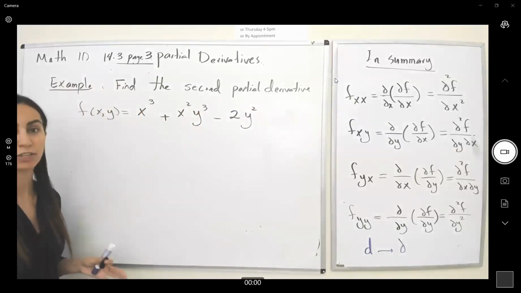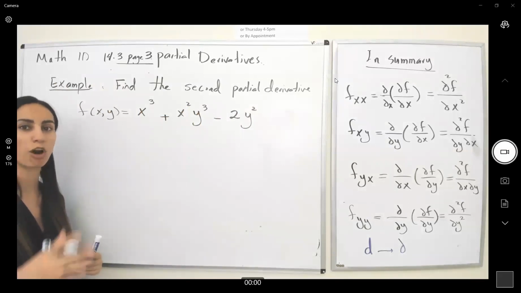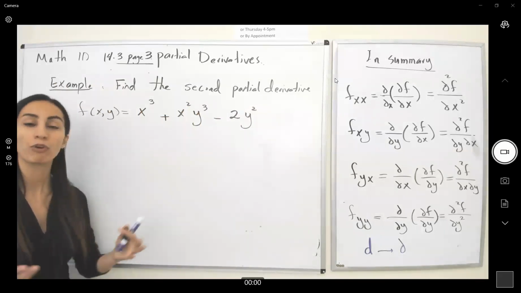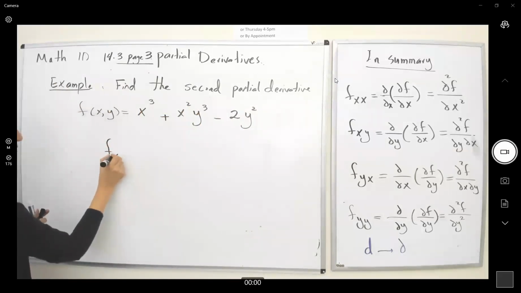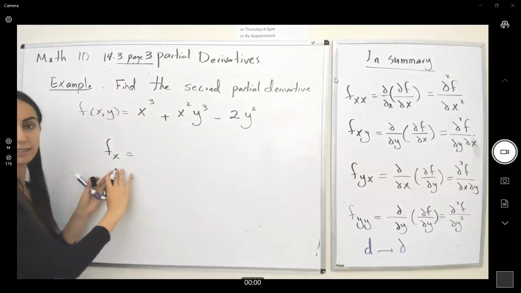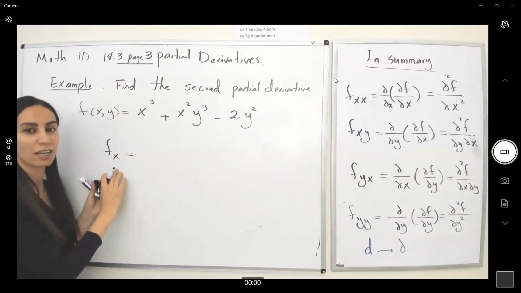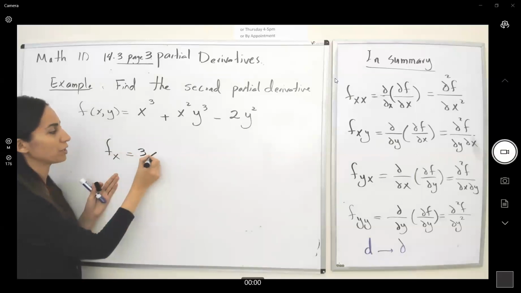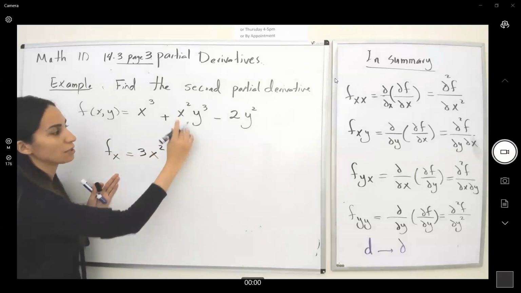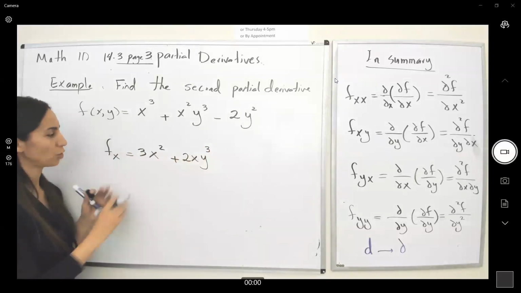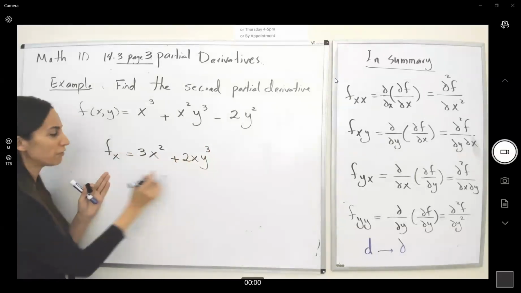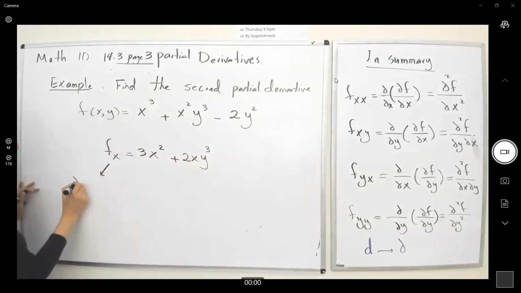So first, we need to find the first partial derivative of this function with respect to x, with respect to y. So we need f of x first. It means that our y is just a constant. So here you have 3x squared plus 2x y cubed. Okay, you have your first derivative. Now you can take the derivative of f of x with respect to x. So let me write it here.